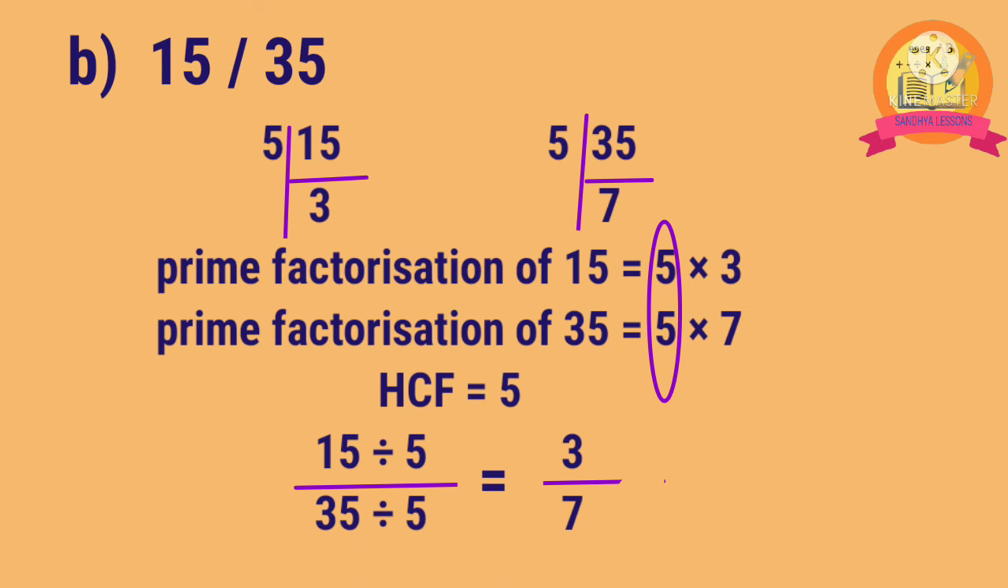B problem, 15 by 35. After prime factorization of 15 and 35, HCF is equal to 5. Therefore, by dividing numerator and denominator with 5, we get the simple form of the given fraction. Therefore, the simple form of the given fraction is 3 by 7.